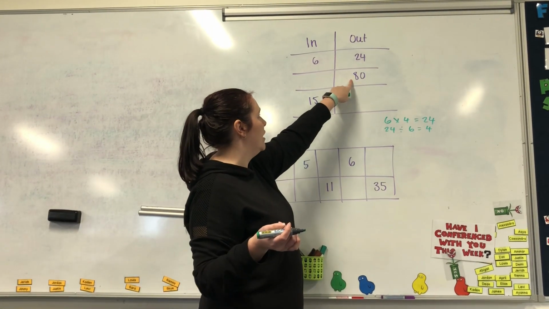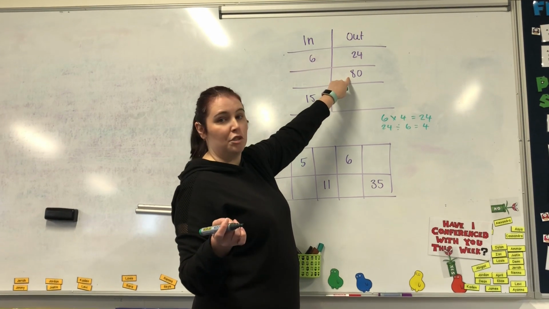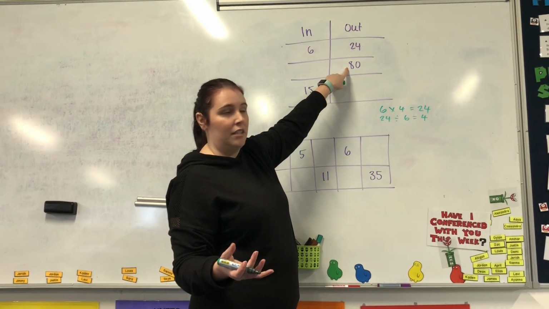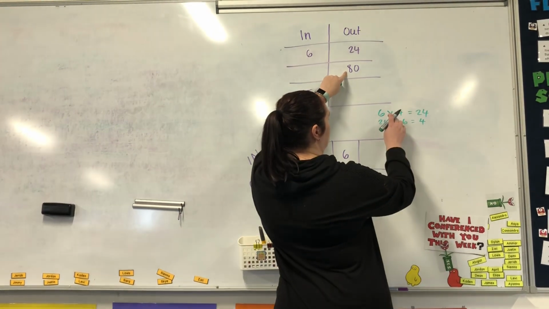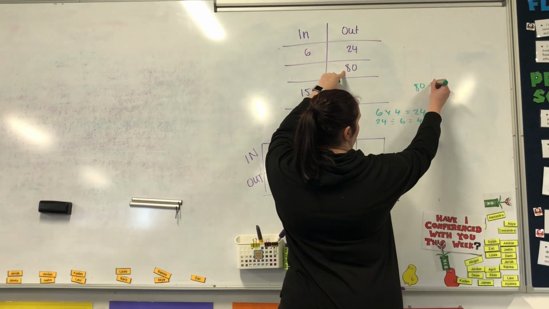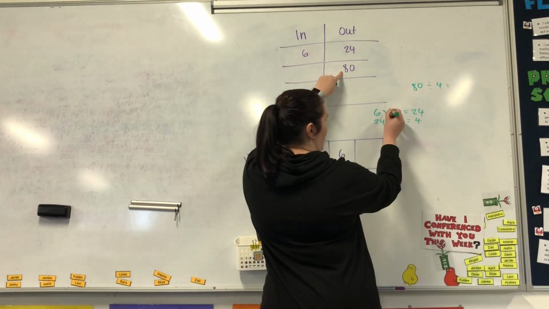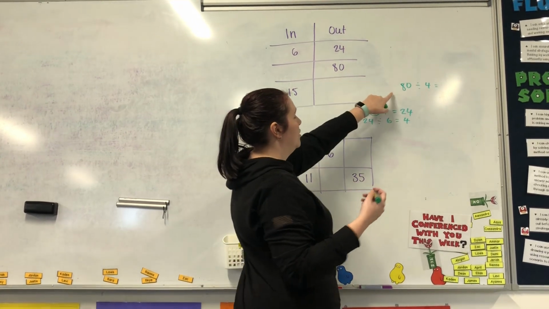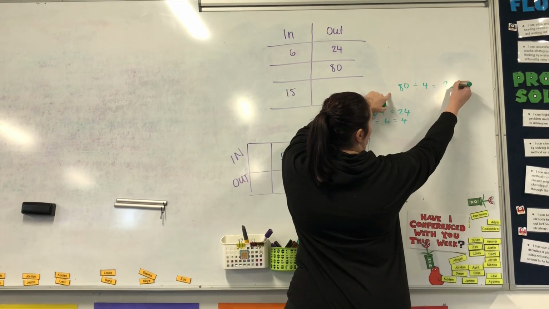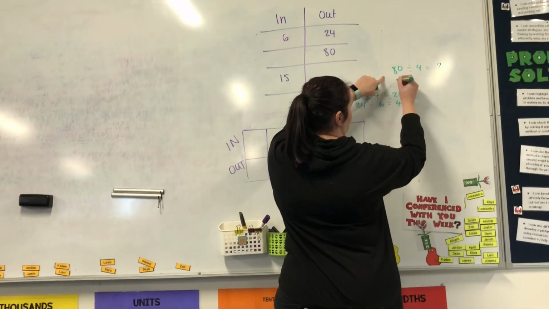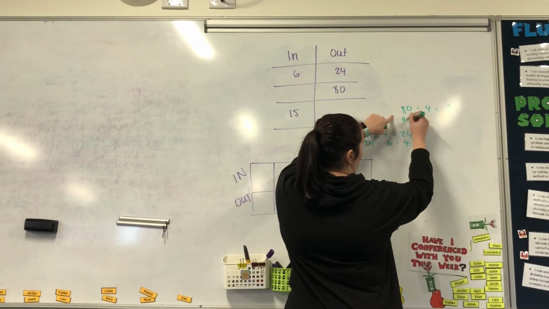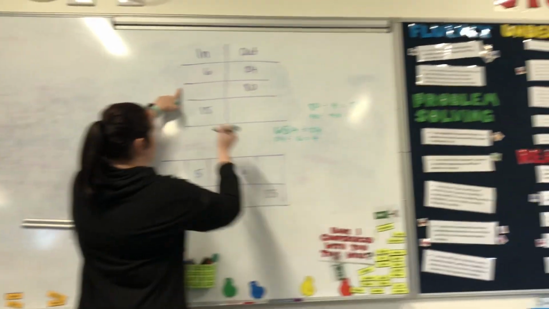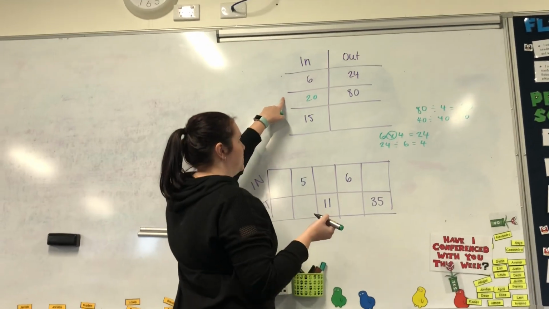Let's try with 80. Now this is the tricky part because this is the out. So I'm going to have to work backwards to find out the answer. I'm going to have to do 80 divided by 4, because it's the opposite operation to what I think the rule is. So 80 divided by 4 is 20. I know that because I know that 40 divided by 4 is 10 and it's just double that. So this answer would be 20.